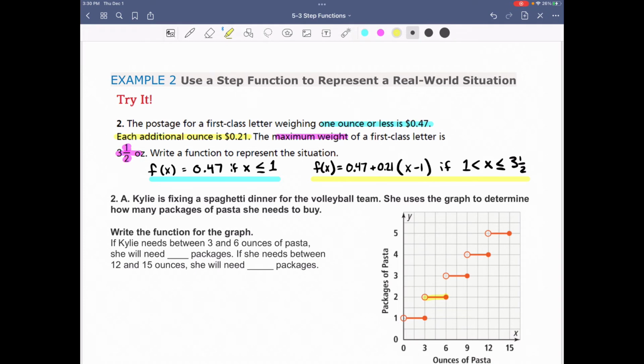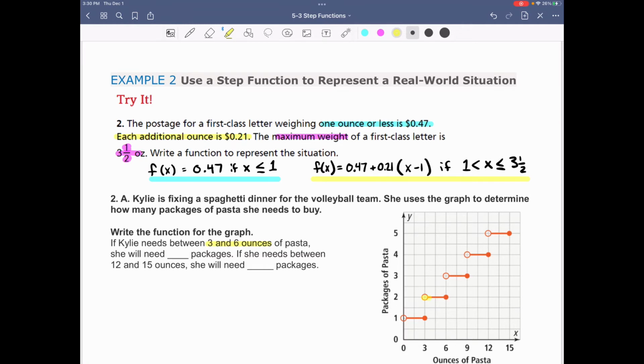All right, number 2, A. Kylie is fixing a spaghetti dinner for the volleyball team. She uses the graph to determine how many packages of pasta she needs to buy. Write a function for the graph. So first we want to look at the story that they're giving us. If Kylie needs to buy between 3 and 6 ounces of pasta, how many packages will she need? Right? She will need blank packages.